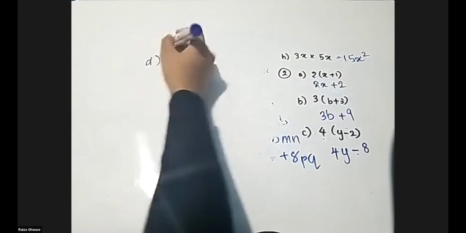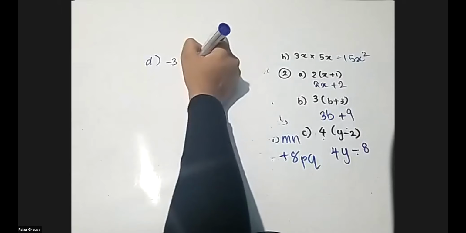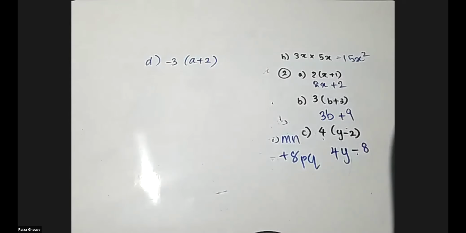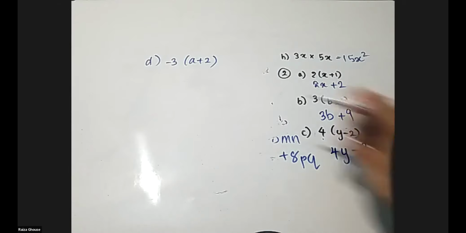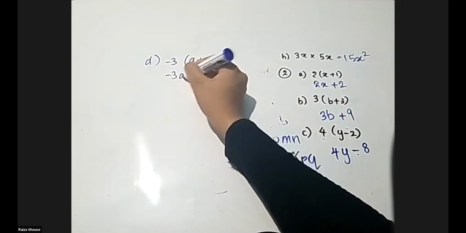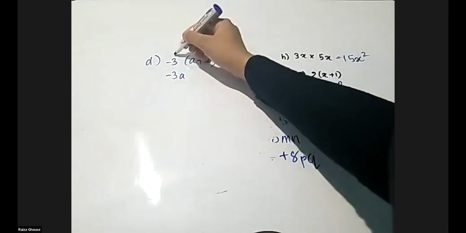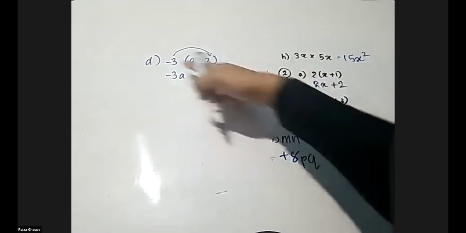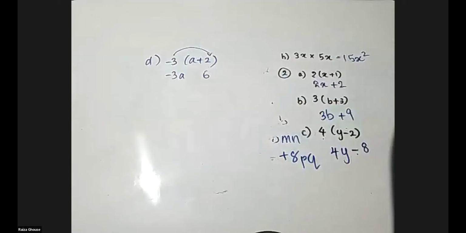Now let's go to the D part. D question I'll write down here, negative 3(a plus 2). Look at the board now. If you multiply the terms inside by the term outside, negative symbol, minus 3 into a is minus 3a. Now be careful. 3 into 2 is 6, okay? Minus into plus is what?